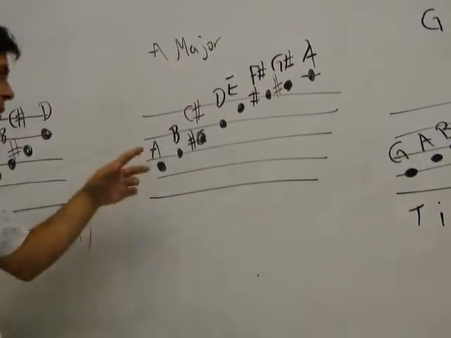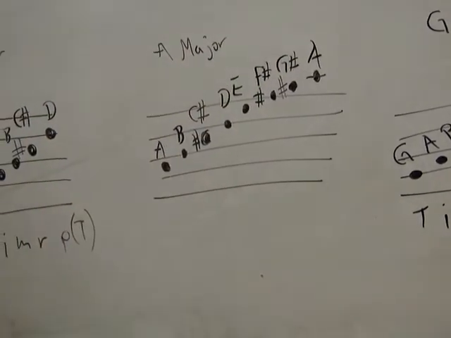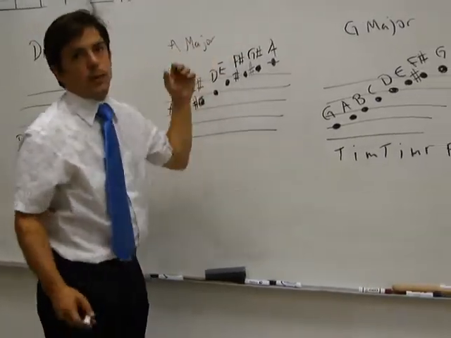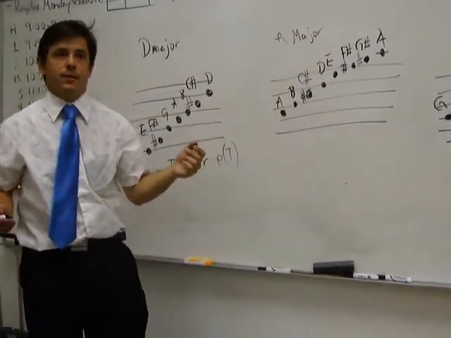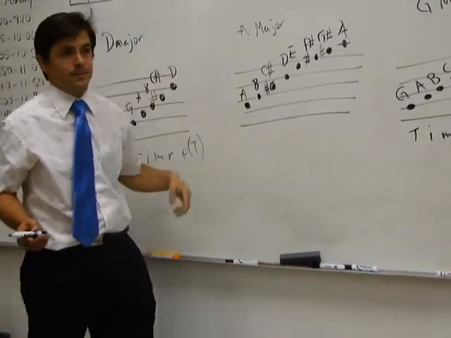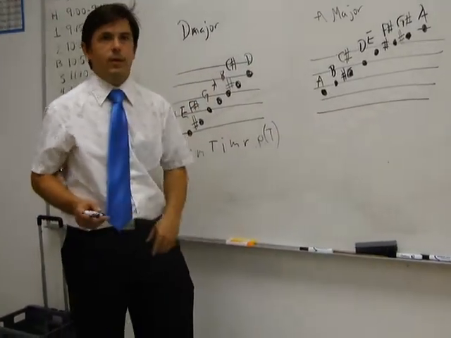And if you notice, every time we're adding one more sharp. In D, we had 2 sharps. Here in A, we have 3 sharps. So anyone want to guess how many sharps we'll have in the next scale? 3? We have 3 right now. 4. Yeah. Sure. Is there a question?